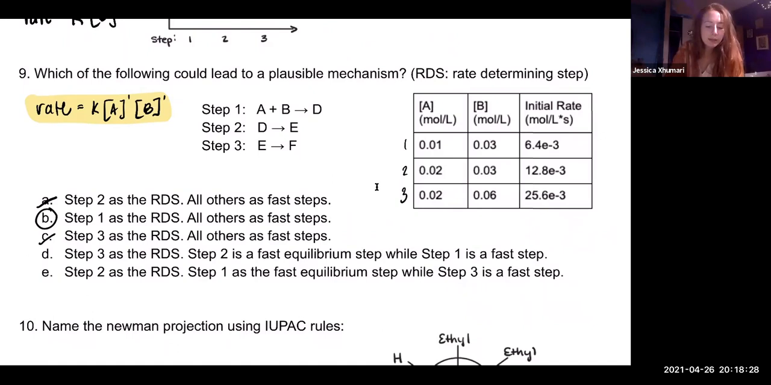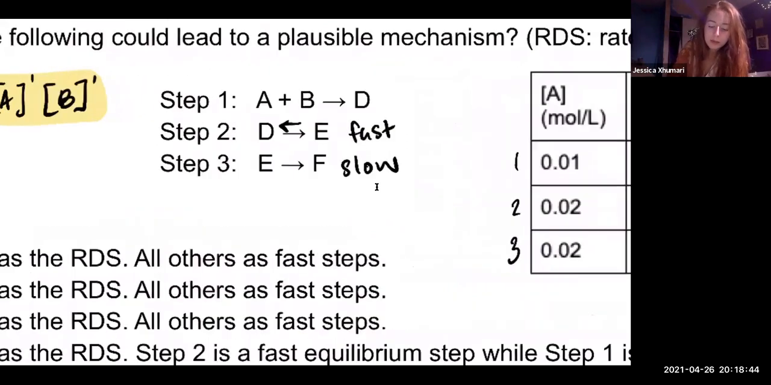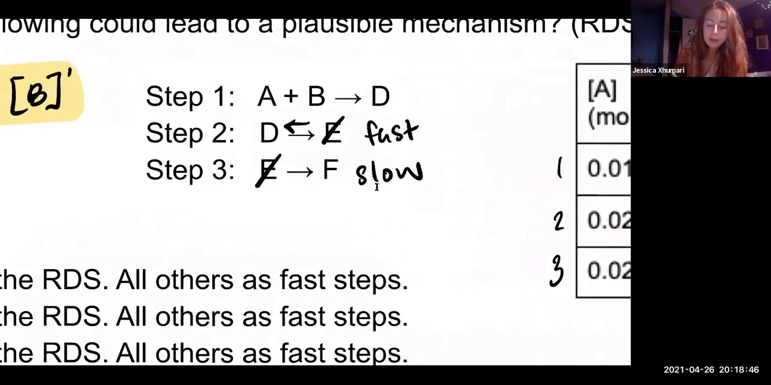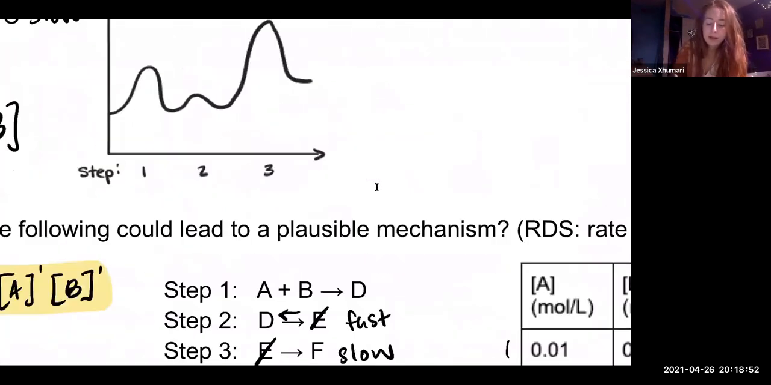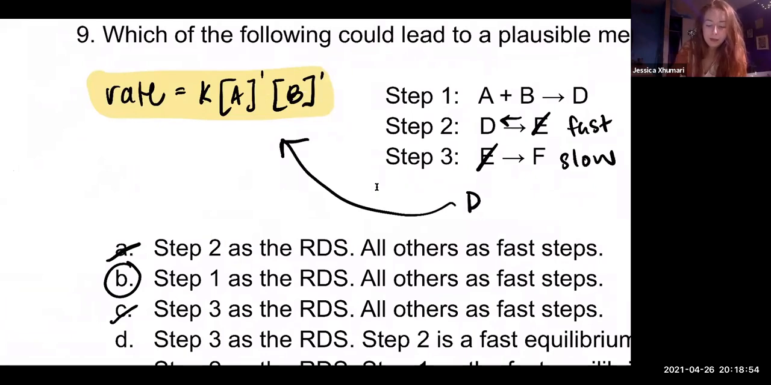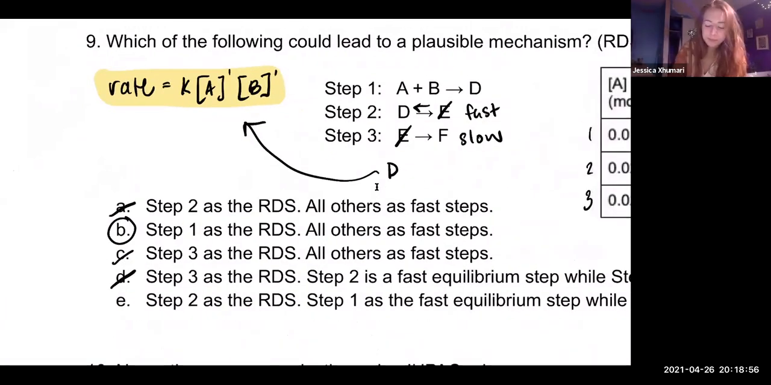D is saying step 3 is the rate determining step, step 2 is fast equilibrium, and step 1 is just a regular fast step. So let's say this is fast equilibrium and this is the slow step. What that would lead us to is canceling out E, but still ending up with D as our reactant. But again, we don't see that in our rate law. So that is not going to be true.